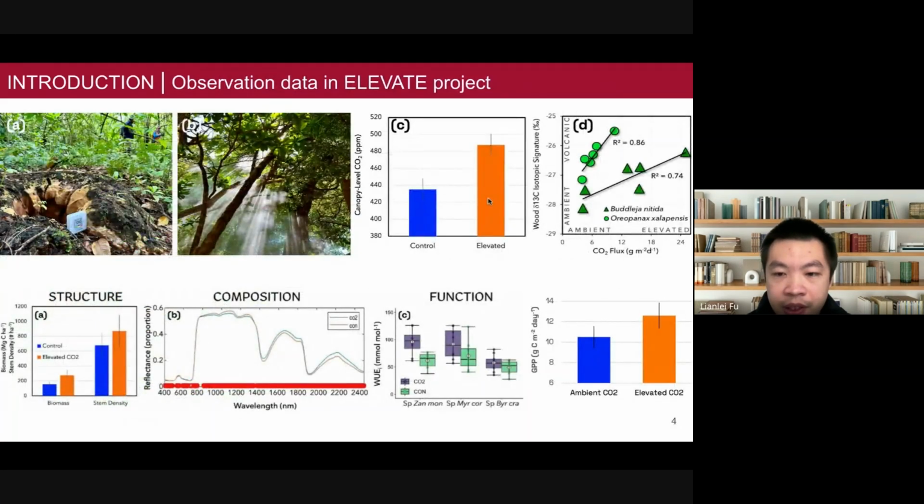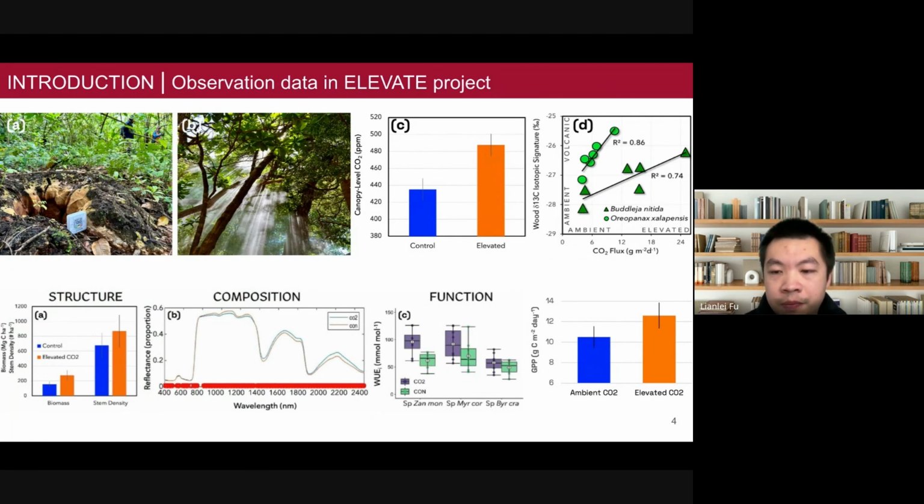In the ELEVATE data, the upper left two photos show a vent in the middle of the rainforest emitting CO2 at more than 1,000 ppm concentration. And panel B shows the tree canopy structure in elevated CO2. Around the vent, the canopy level mean CO2 is much higher than other areas.